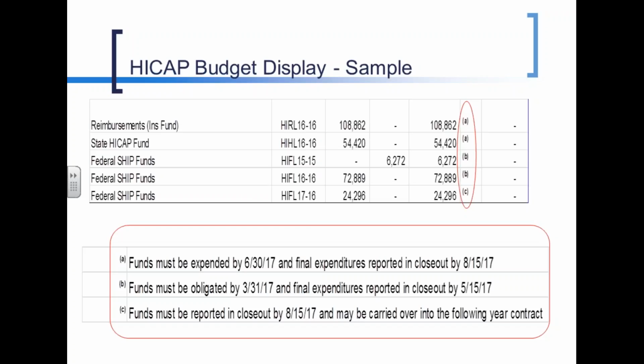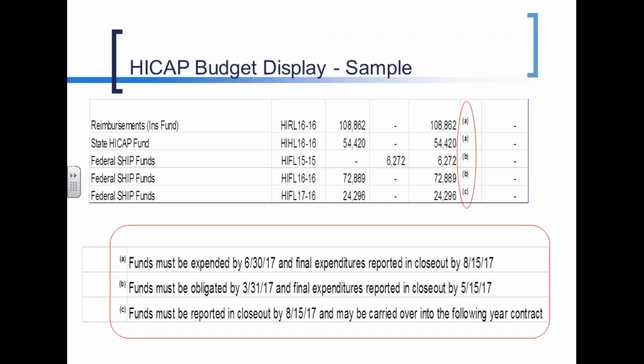Here's the bottom part of it, so it's larger, so you can see more of what we're talking about. So for footnote A, which on this display is the top two line items, which are the state funds. Again, the state fiscal year ends on June 30th, and so therefore those funds must be reported and expended by June 30th, and then the final expenditure report is due in the closeout, which is due on August 15th.